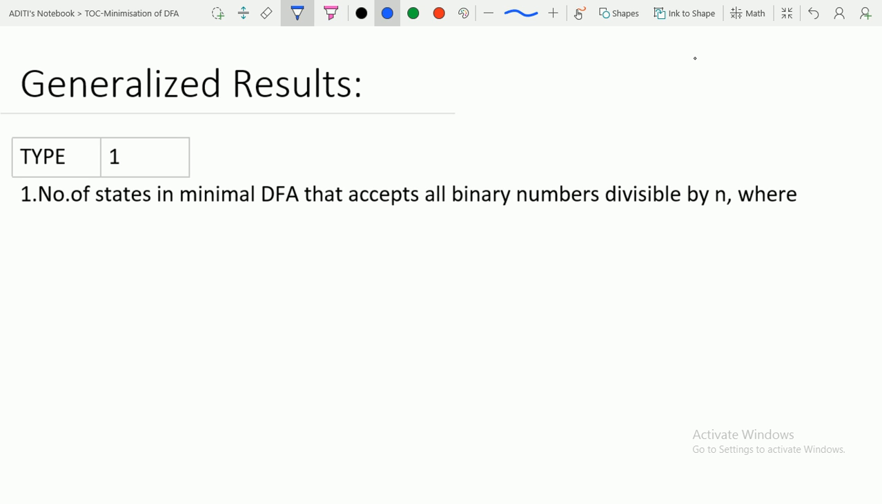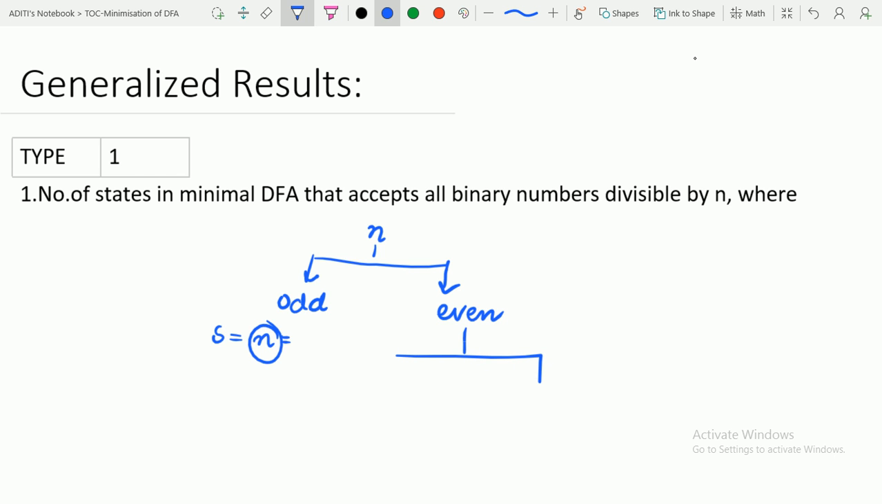That is, the number of states in the minimal DFA that accepts all binary numbers divisible by n, where according to n we are categorizing it into different types. If n is odd, then simply the number of states will be equal to n only. And if it is even, that further will depend on the value of n.